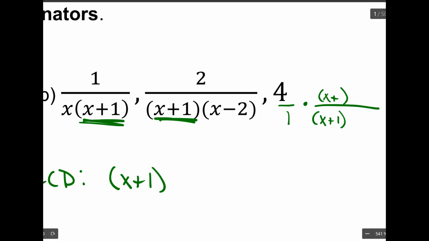What about x plus 2 then? Okay, so hold on. I got that factor figured out. I have an x minus 2.